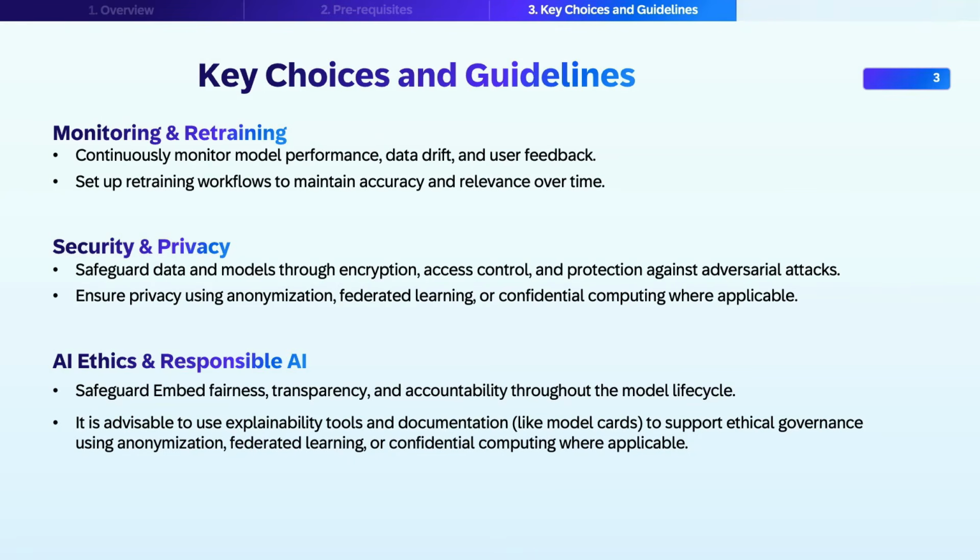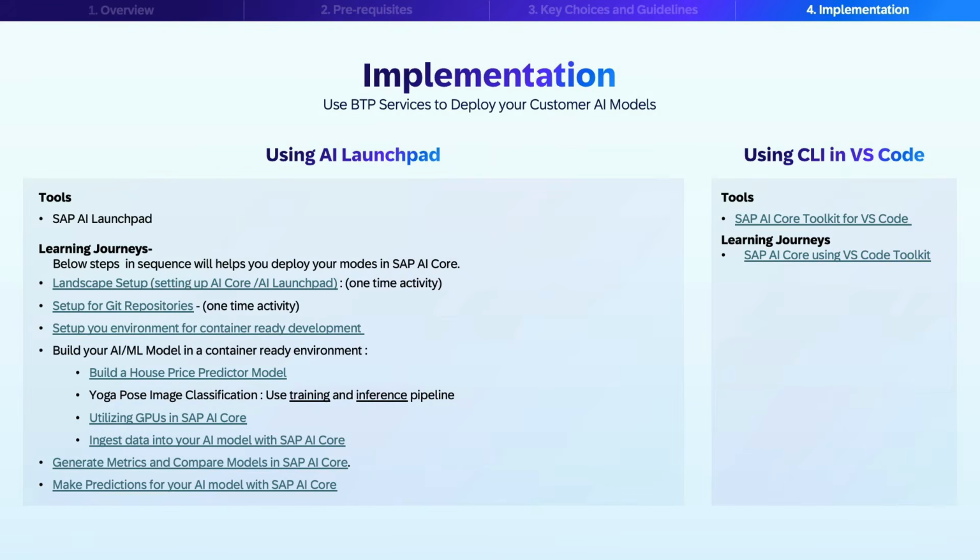Deploying a custom model on BTP is a step-by-step process that can be done using the SAP AI Launchpad or using the command line interface in Visual Studio Code. Let's start with the AI Launchpad, which provides intent and ML model lifecycle management. To deploy your custom AI model in AI Core, you need to perform these steps. The provided links will take you through this journey step by step.